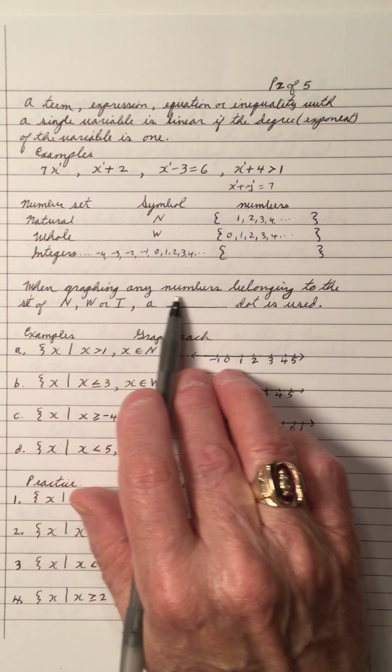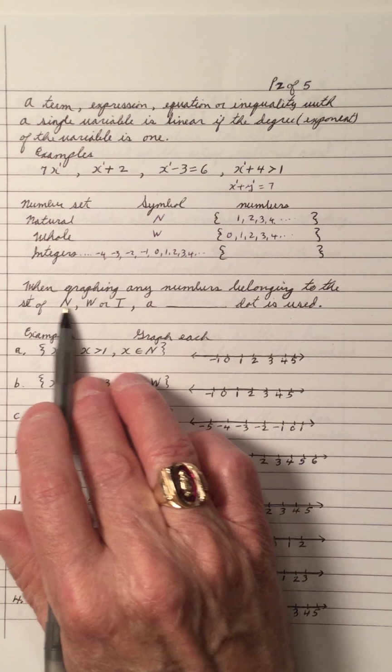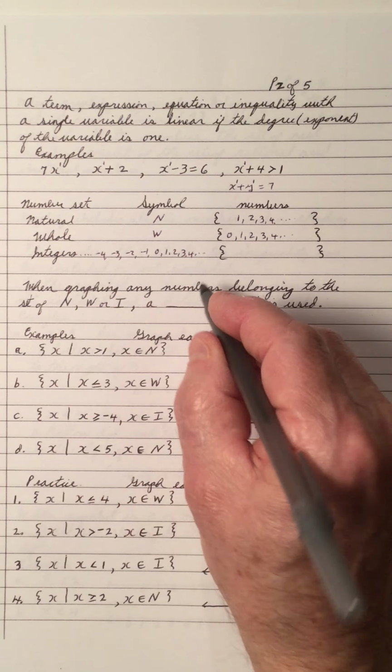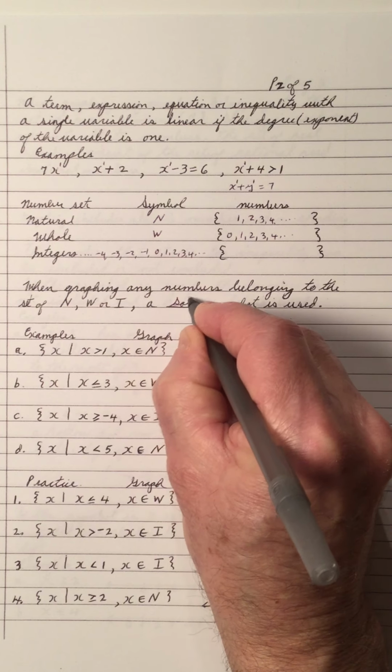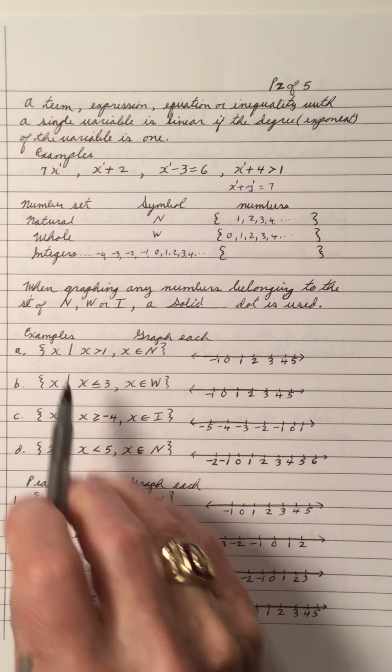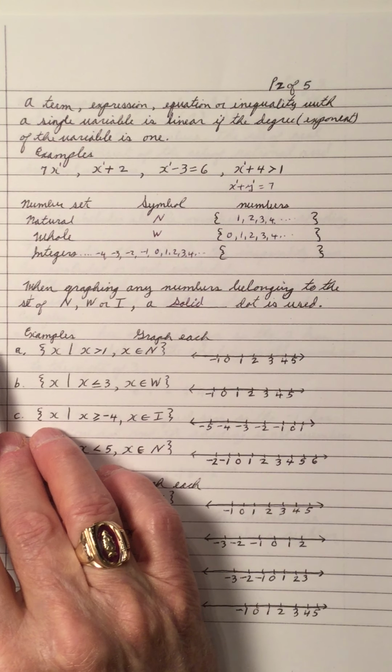Okay, when graphing any number belonging to these sets of natural numbers, whole numbers, or integers, a solid dot is used on the number line.